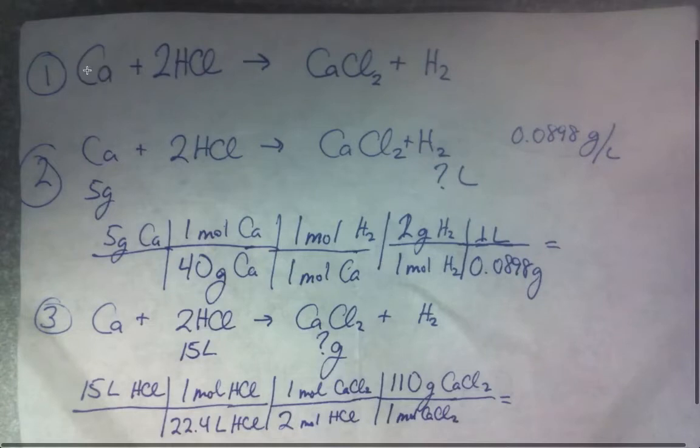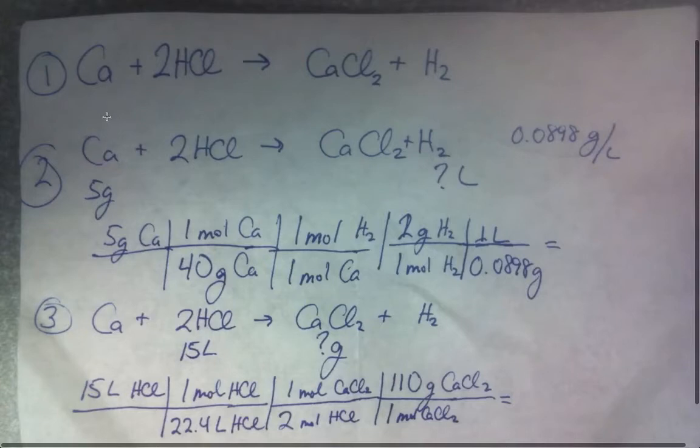Calcium is not diatomic, so it is by itself. Hydrogen is diatomic, so you make sure that there are two of them when it's by itself. Two hydrogens here equals two hydrogens here. Two chlorines equals two chlorines, and then calcium, calcium. For balancing the equation, that's it.